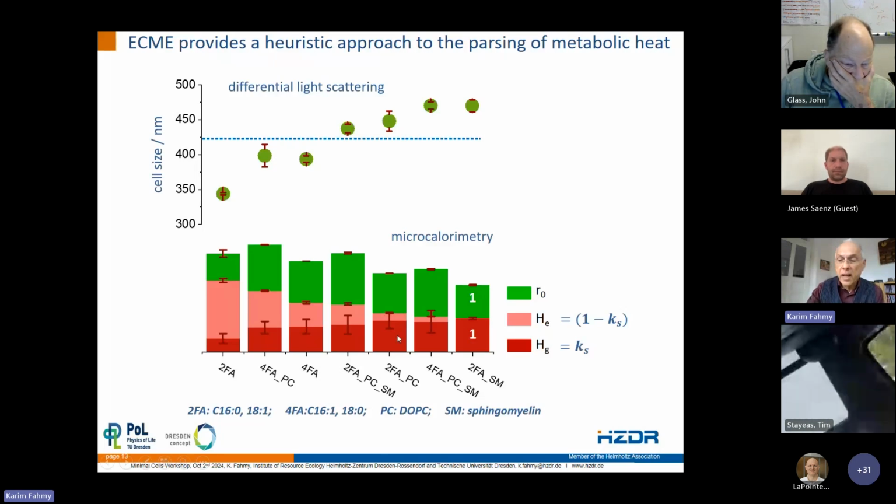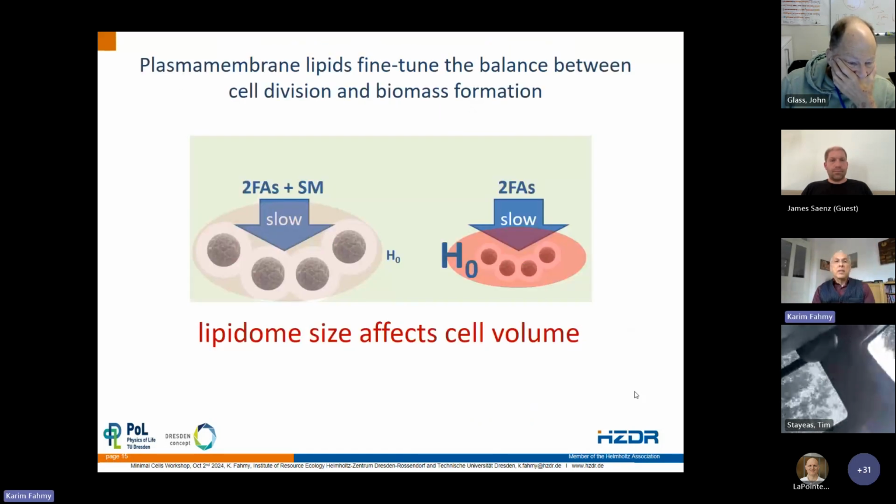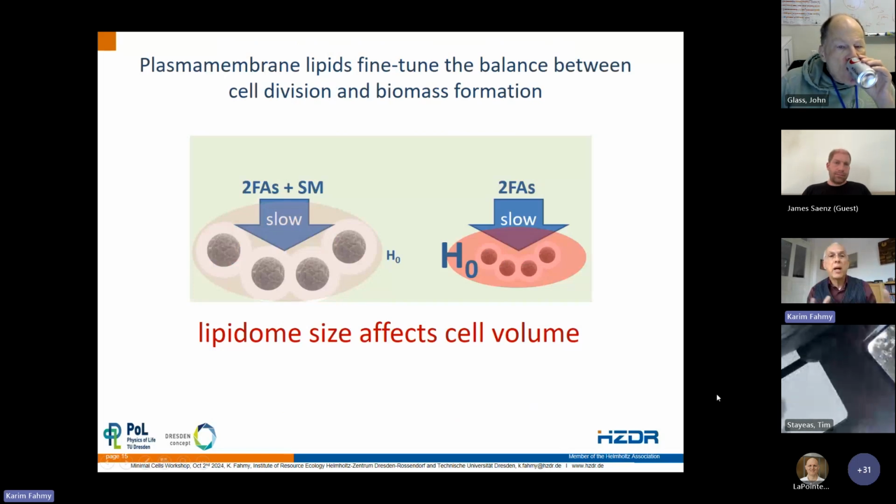If we have the size, the diameter, we have, of course, also the volume. And if I put the volume here, you see that the yellow part and the dark red part are always in very good proportion to each other. That makes me believe that this heuristic model-based approach is really biologically meaningful. Now, what the outcome is that I think that the lipidome size affects the cell volume by retuning the balance between cell division and biomass formation.